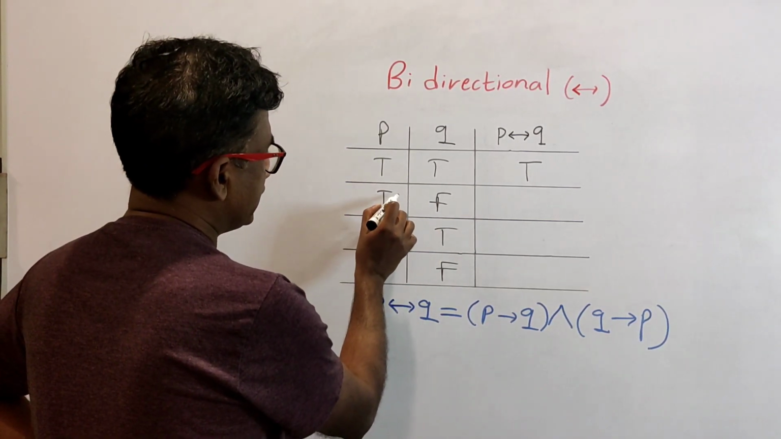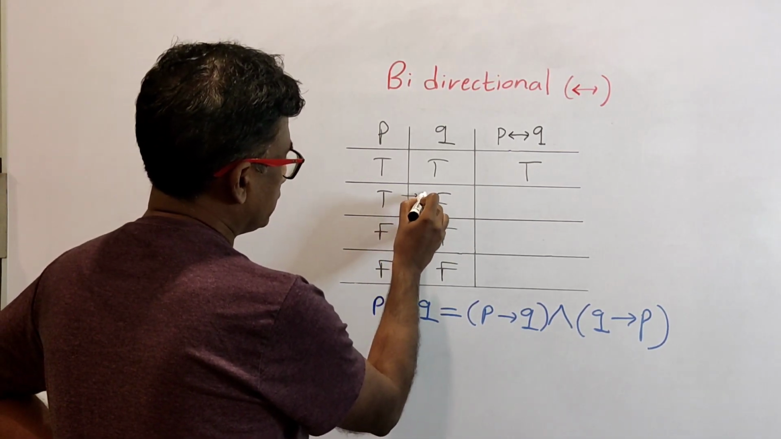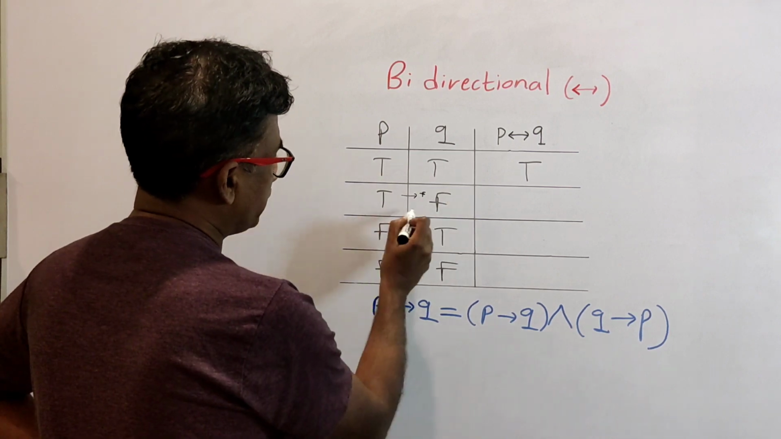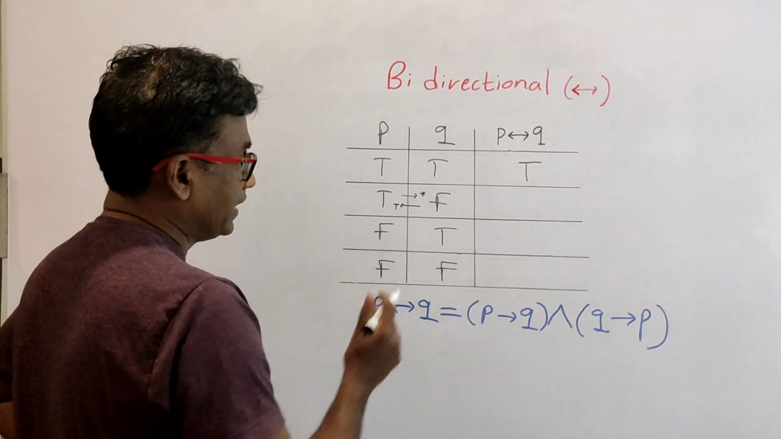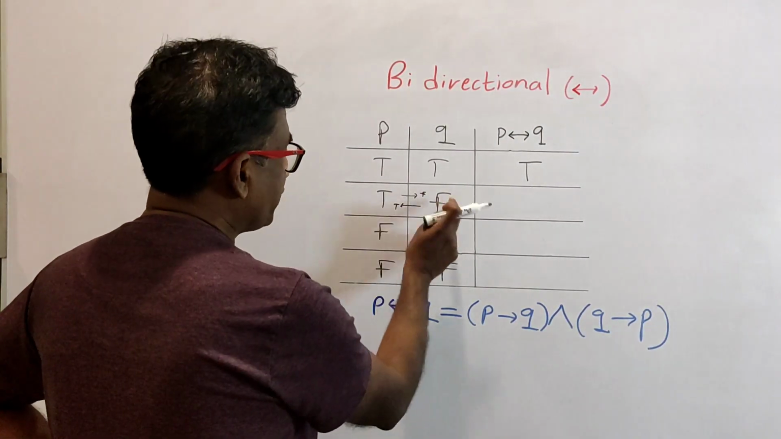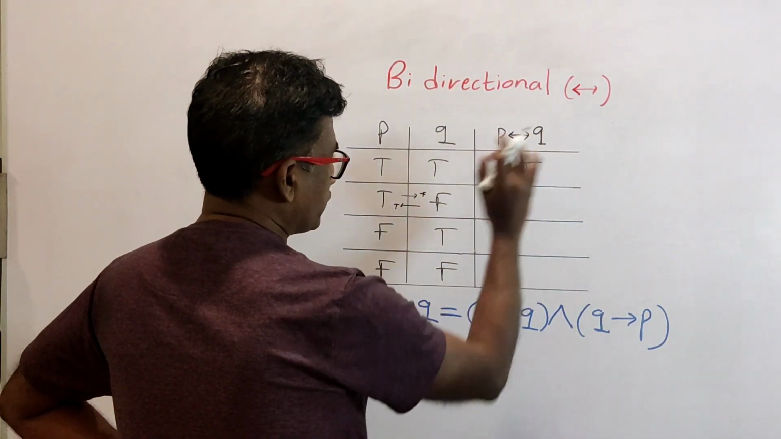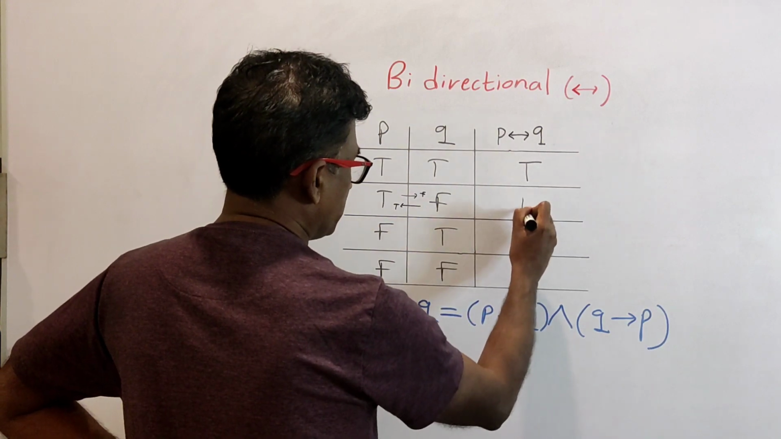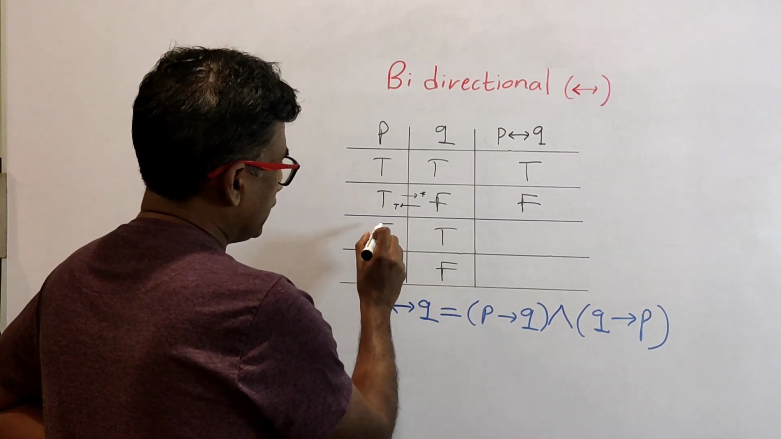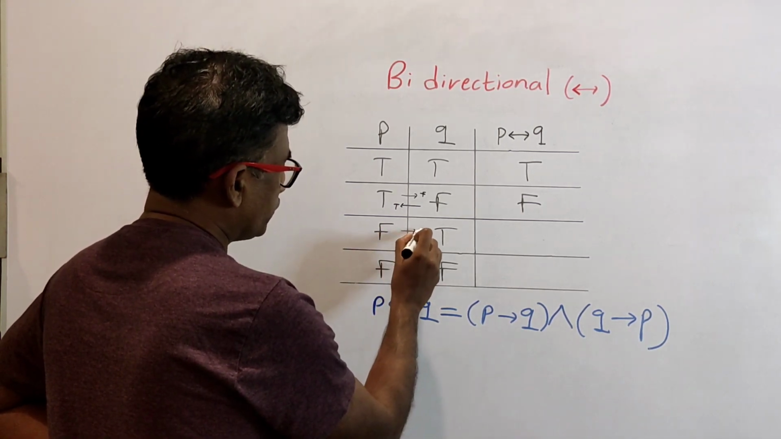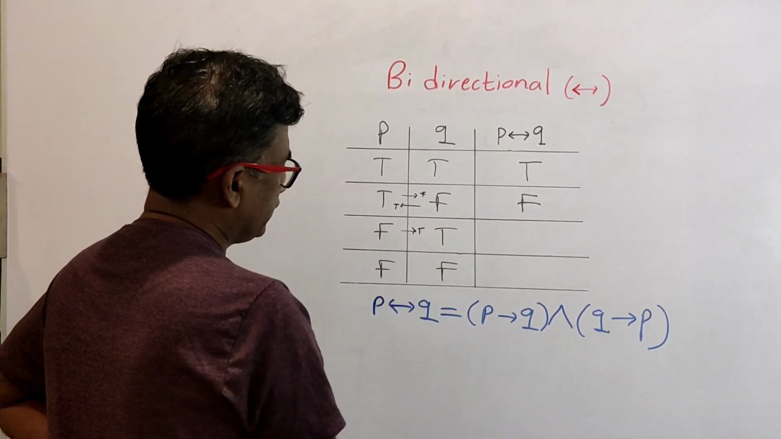Here, if we consider this way, P implies Q is going to be false. Okay? Q implies P is going to be vacuously true. But since this is a conjunction, both ways it must be true. So the overall, the final truth value of P if and only if Q is going to be false. In the third row, this is going to be true by default. P implies Q is going to be true by default.